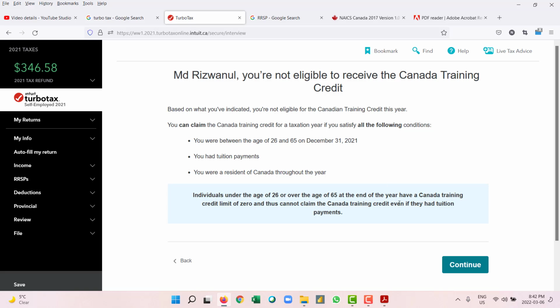Under age 26, they had tuition payments. This is the clause for why, because I came in March and was not a resident of Canada throughout the year. But if I had a tuition credit and it does not help me reduce my tax payable, then I can carry it forward, because tuition is something that can be carried forward.